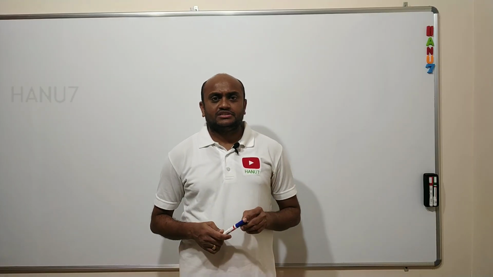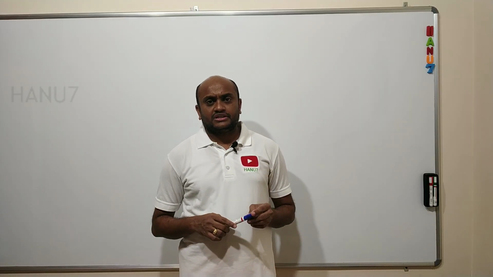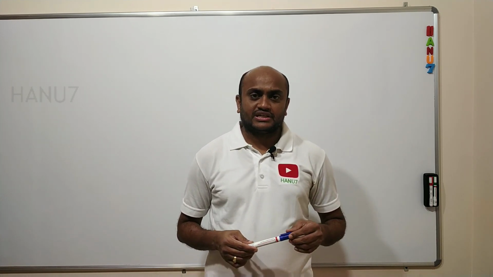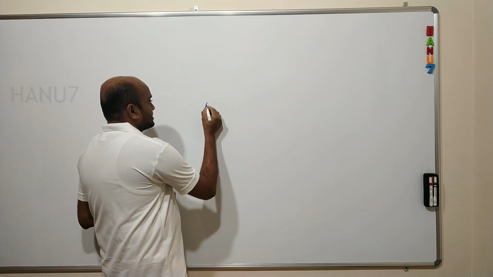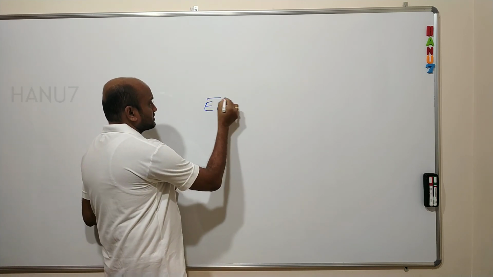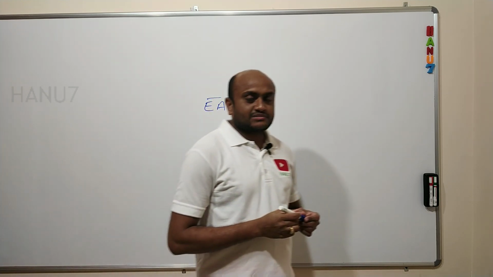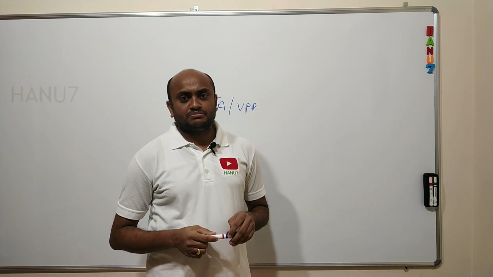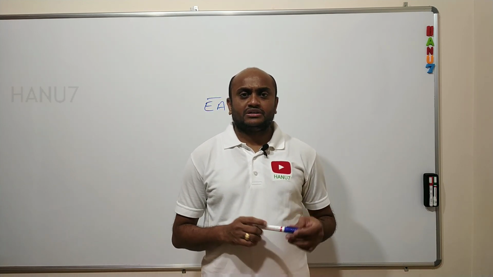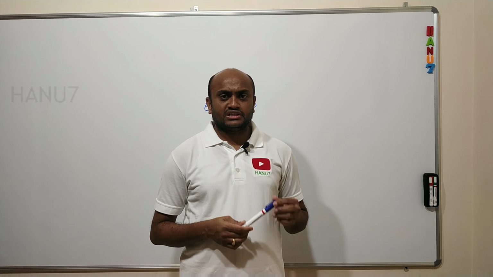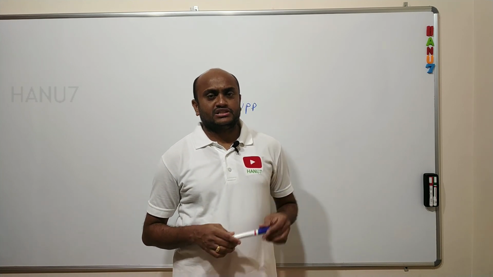In this video, let us see what is the use of the EA bar / VPP pin in the pin diagram of 8051. As I mentioned in one of the previous videos, I will put the link of the previous video in the description. There I explained that this EA bar / VPP pin helps the microcontroller identify whether the code is in internal memory or in external memory.